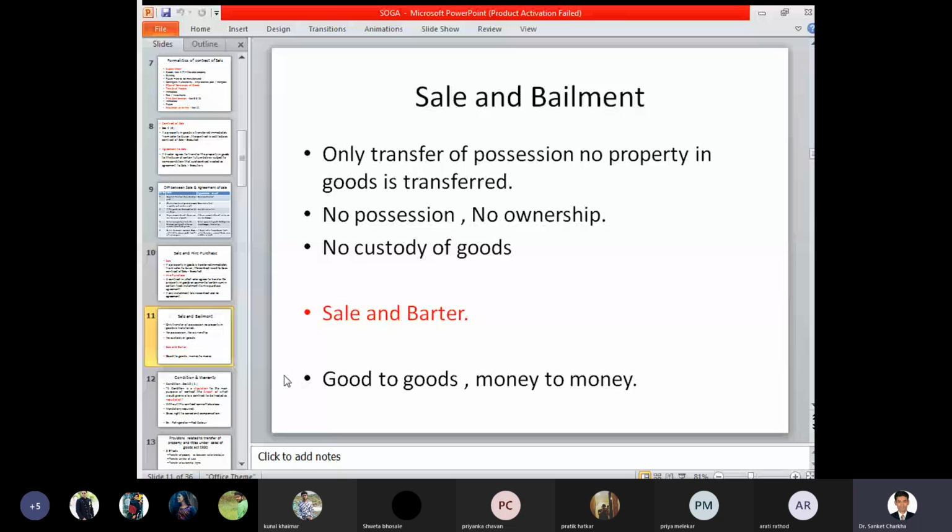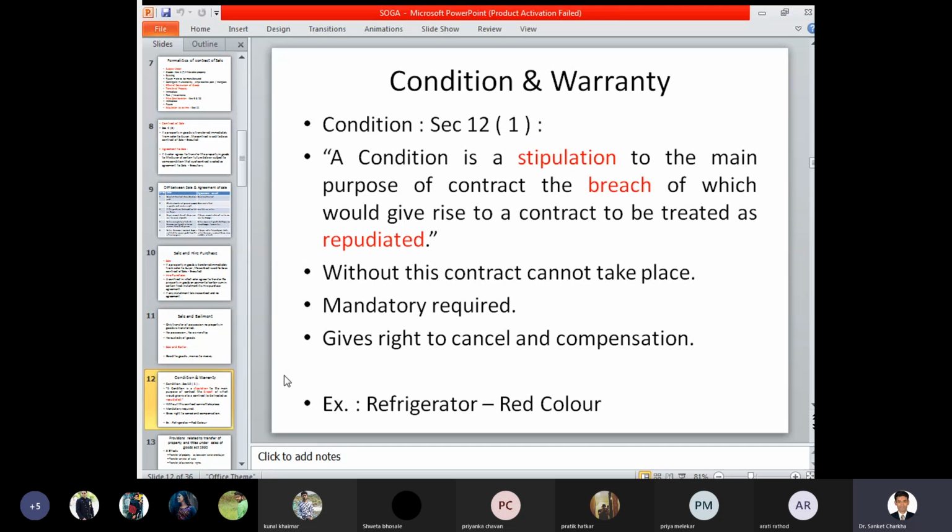So if you want to purchase wheat, then in return you have to give jawar, bajra, rice, dal, pulses, and so on. And if you need any of the goods or commodity, then in return you have to provide goods only. In case of monetary transaction or the value, you can exchange the goods for value, money to money, value to value, and so on.